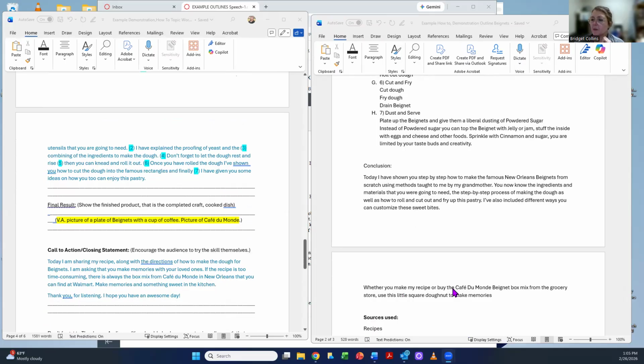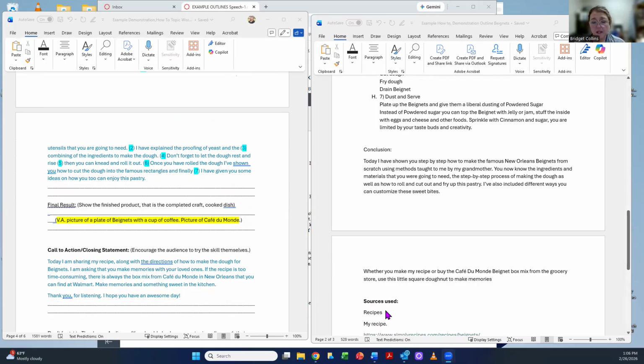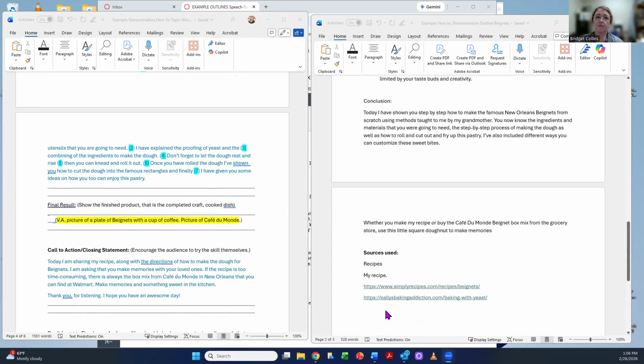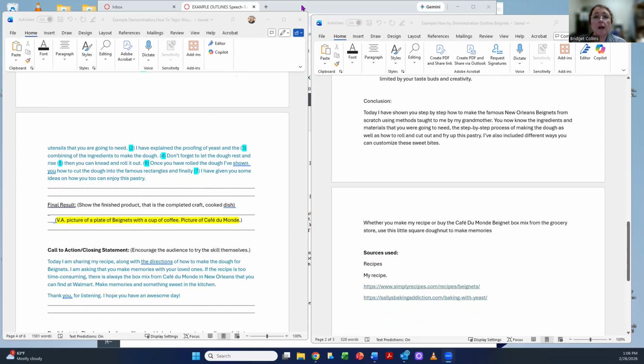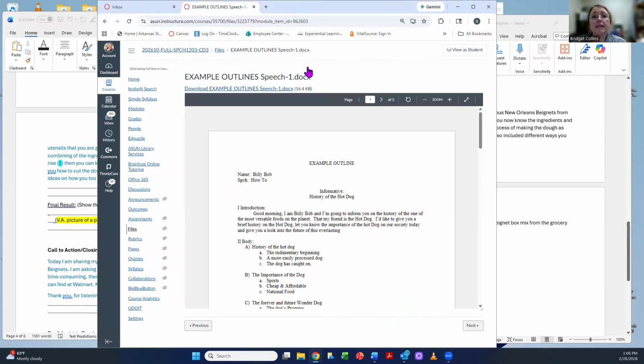Whether you make my recipe or buy the Cafe du Monde beignet box mix from the grocery store, use this little square donut to make memories. That's my call to action. Also, don't forget to thank your listeners for listening to you. But also don't forget to put your sources at the bottom of your outline. Let's look into our class and I'll show you some example outlines that we have.